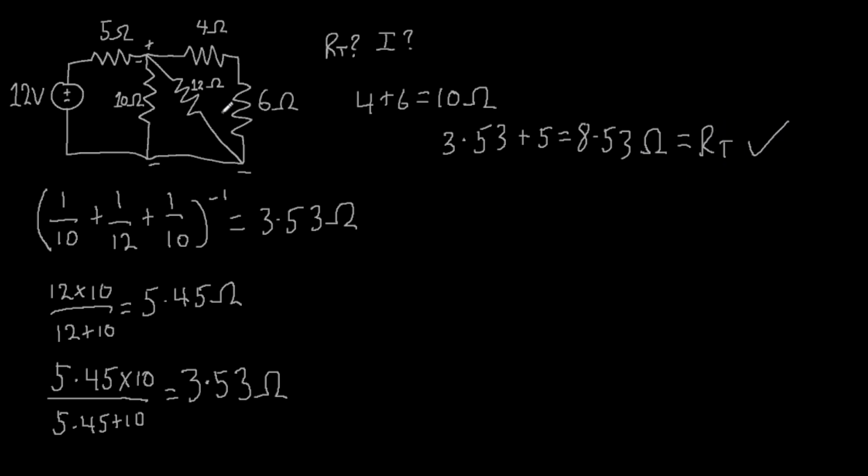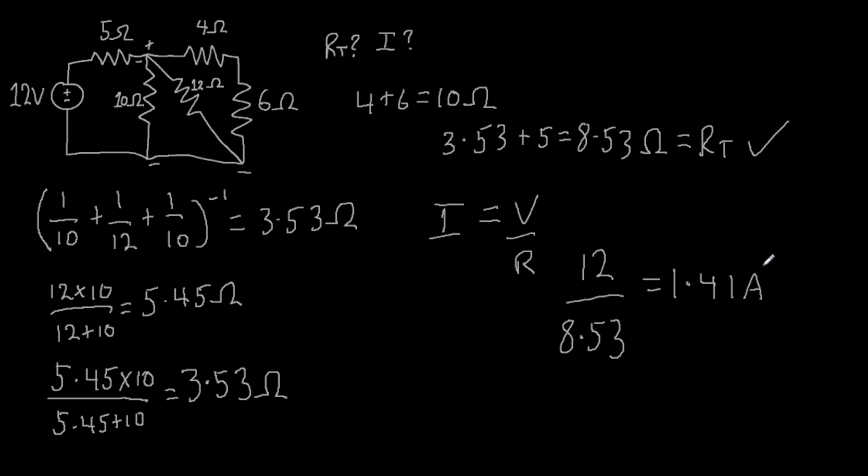Now to get the current flowing through this circuit, once again, is just a matter of I equals V over R. 12 over this equivalent resistance, 8.53, is equal to 1.406 amps. Rather 1.41 amps rounded to 2 decimal places, and that is the solution for this circuit.